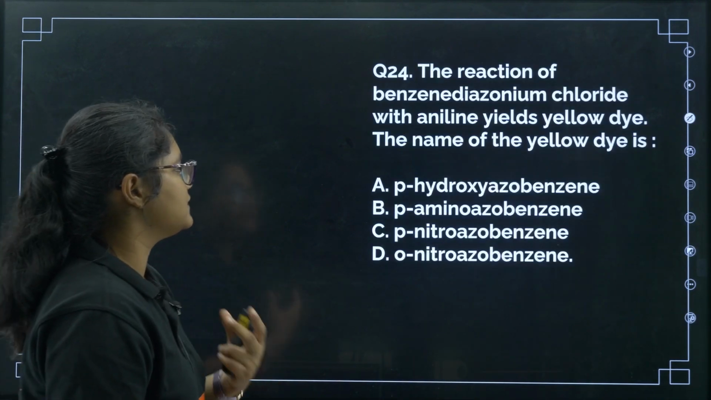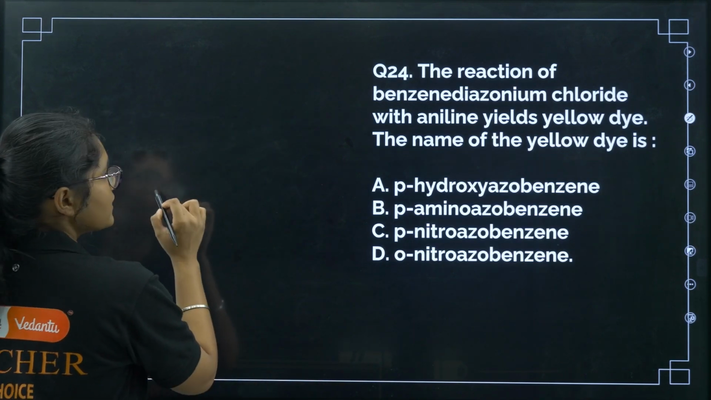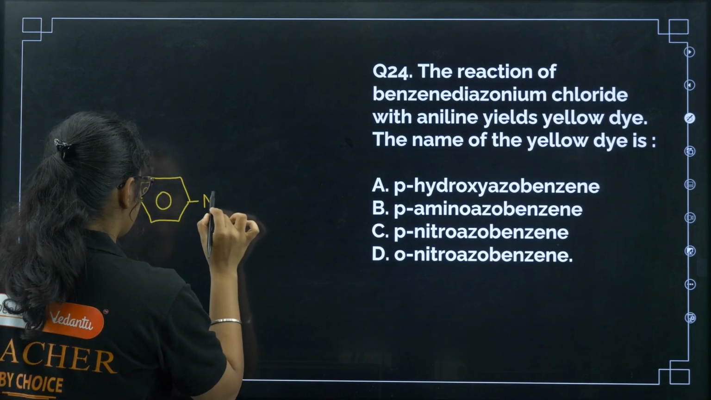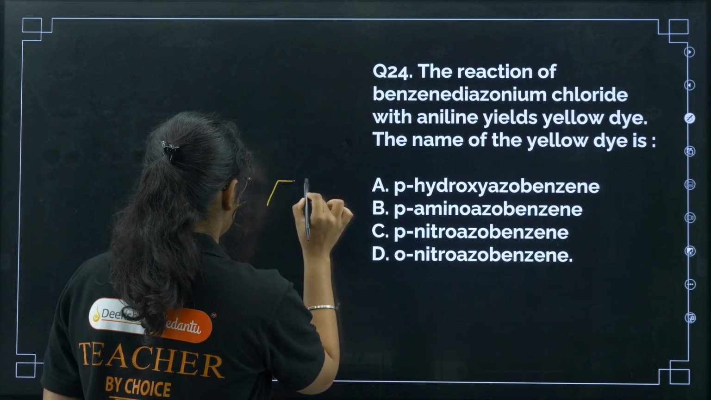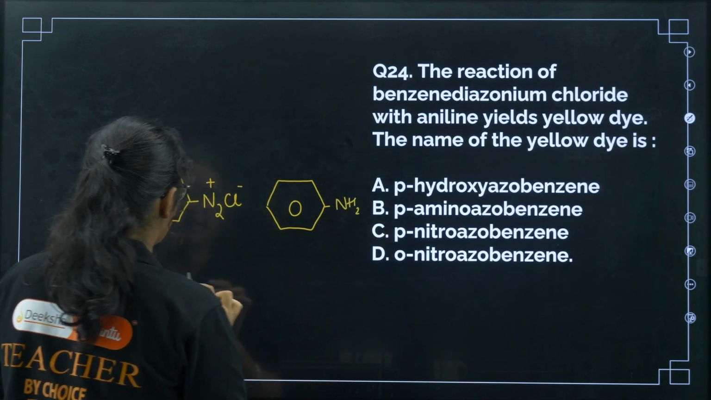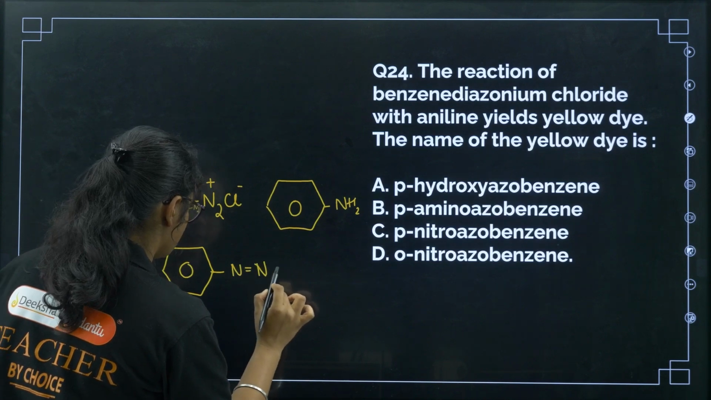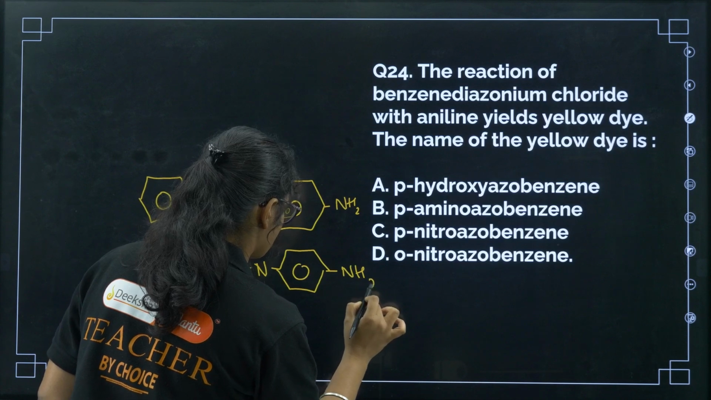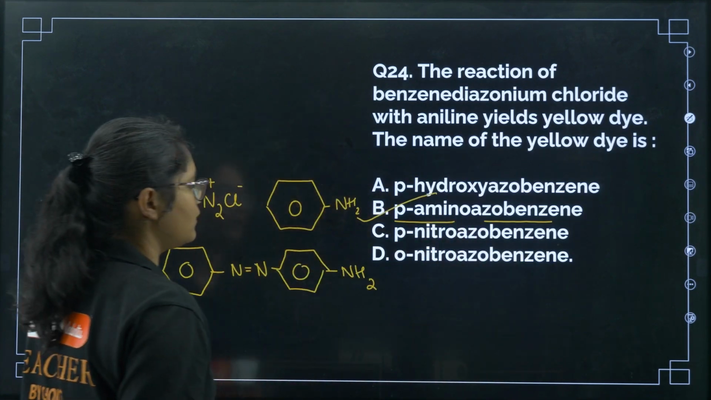Next, the reaction of benzene diazonium chloride with aniline yields a yellow dye. The name of the yellow dye is, so you have benzene diazonium chloride with aniline, right? When these two react, the product we form is a dye, that is your coupling reaction, and we get it like this. So that is your para amino azobenzene, option number B.